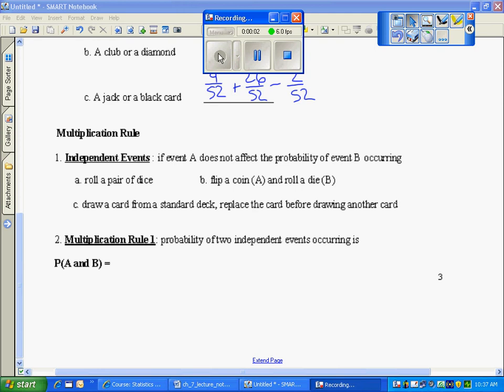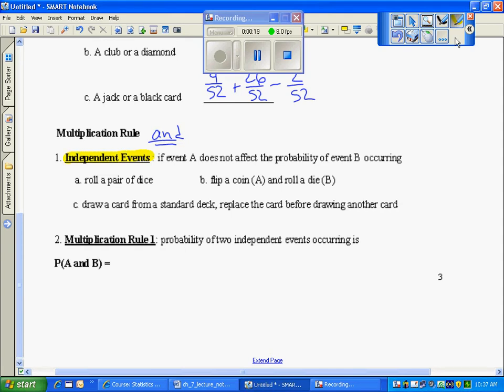The multiplication rule is a little bit different. I like to think of it as an "and" situation. It's got to be in one and the other, so it's less likely to occur. With the multiplication rule, we must worry about what we call independent events.